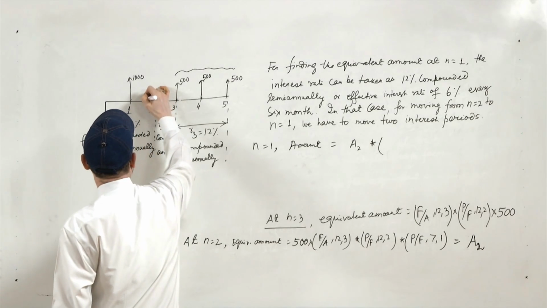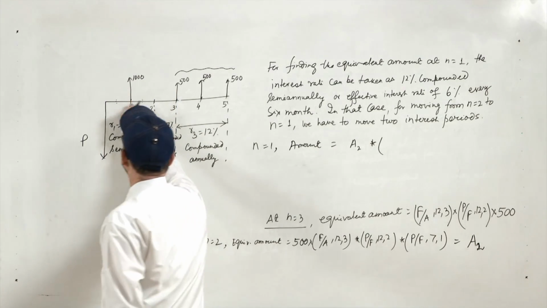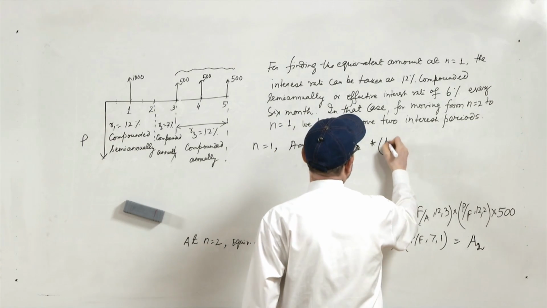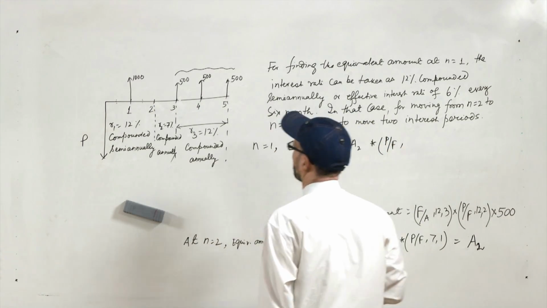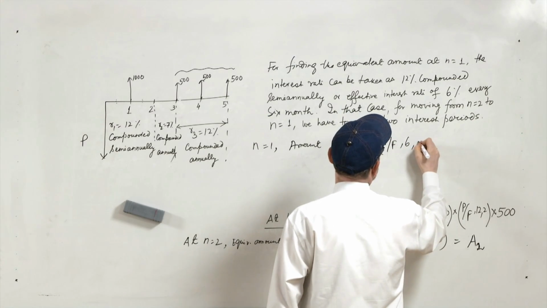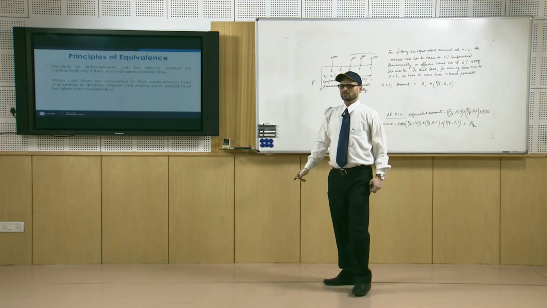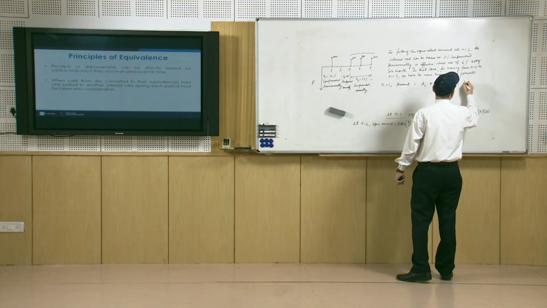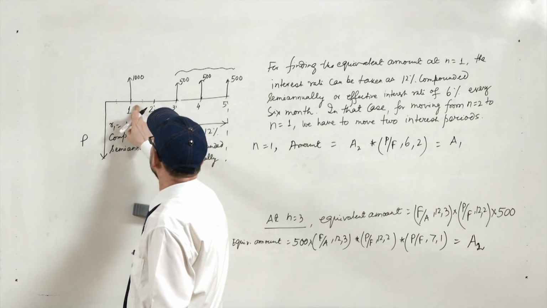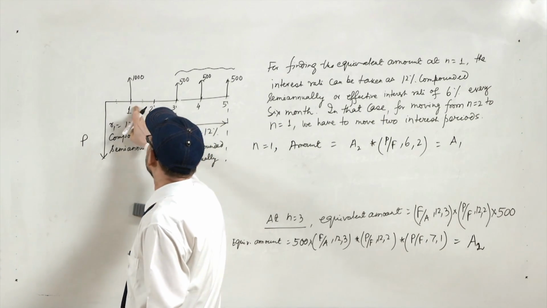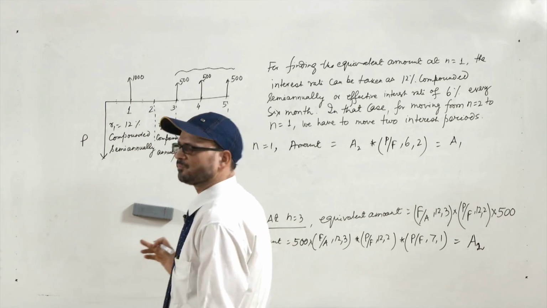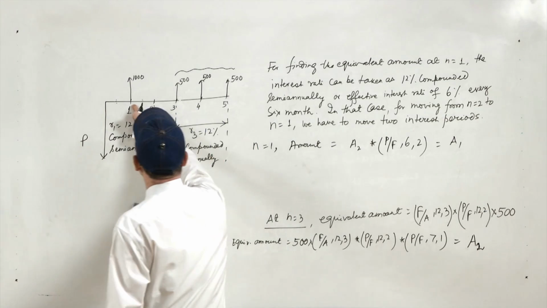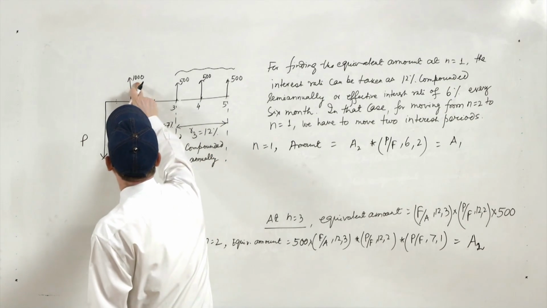So, basically you have 4 periods, but your interest rate will be 6%. So, it will be multiplied with P by F 6 and 2, and this you can take as A 1, because it has moved 2 interest periods and the effective interest rate is 6%. Now, at this point basically A 1 will be added to this 1000.